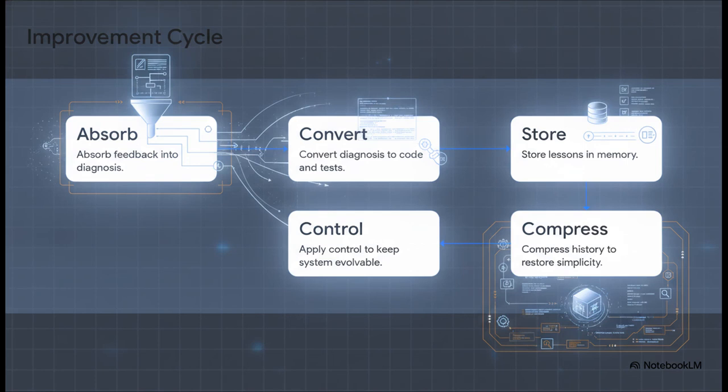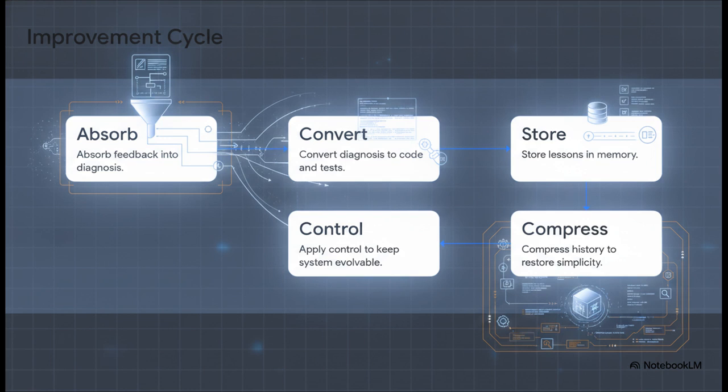This leads us right into the central causal chain of the whole paper. It's a gorgeous process. Feedback becomes diagnosis. Diagnosis becomes code and tests. Code preserves the behavior. Memory stores the lessons. Compression restores simplicity. And control keeps the system evolvable.